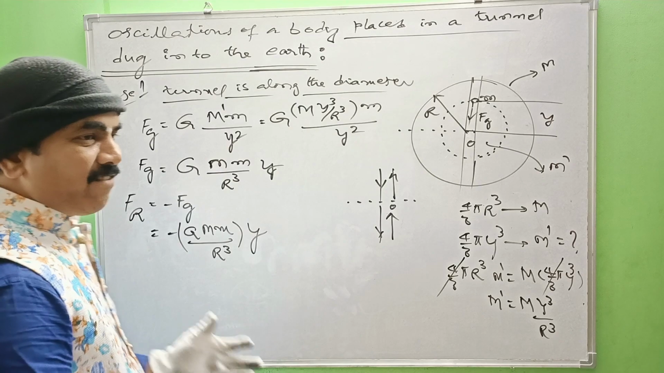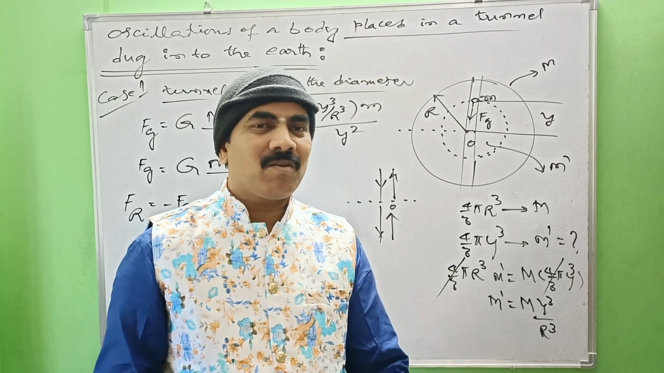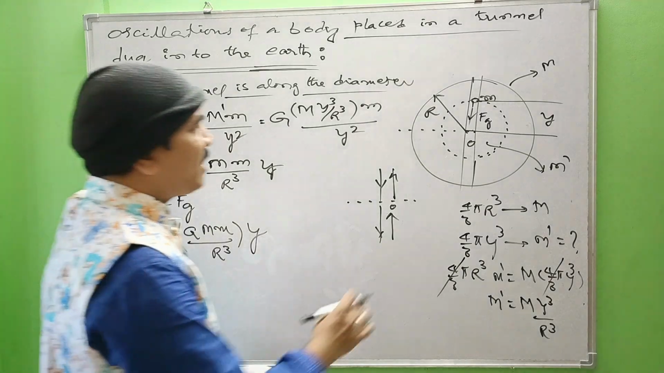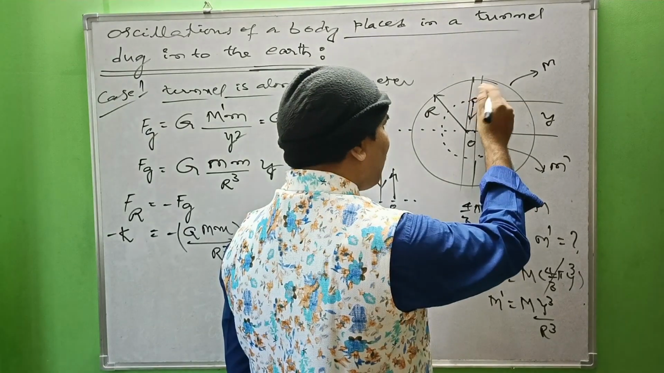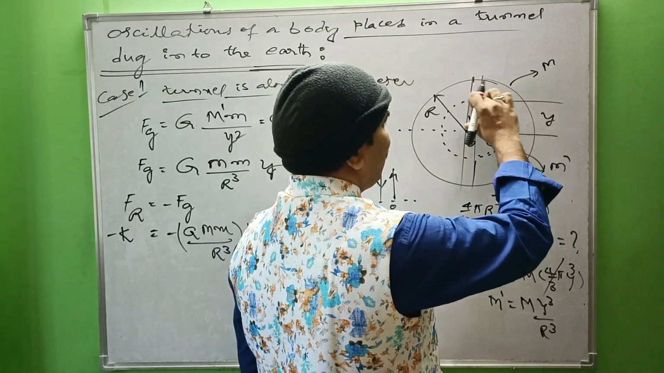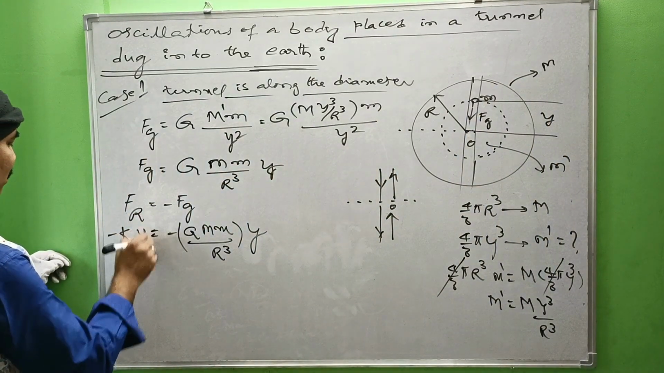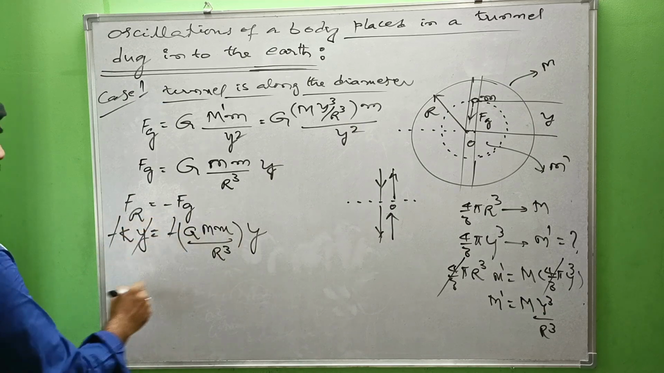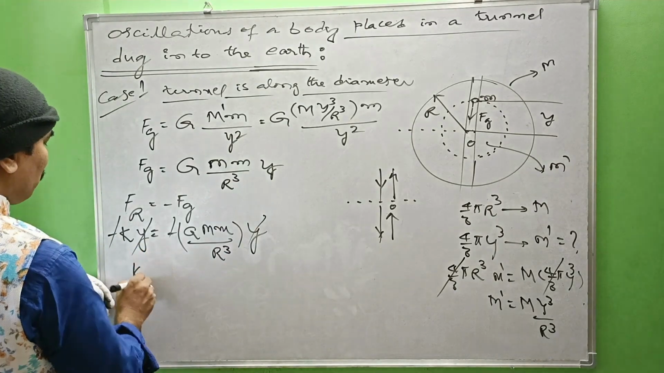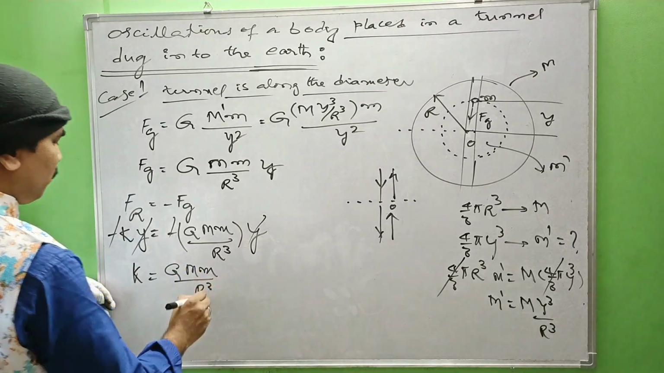Right? Now what is Fr? By definition itself, restoring force equals minus some constant k, the oscillation constant, into displacement. That is minus k into displacement. What is the displacement here? See, y is the displacement. When it is placed somewhere here, it moves towards the mean position. Now what is the distance of the particle from the mean position? That is y. So k into y. It's not x, that is y. Now minus minus cancel, y cancels. We are left with k equals G capital M small m by R cube, right?